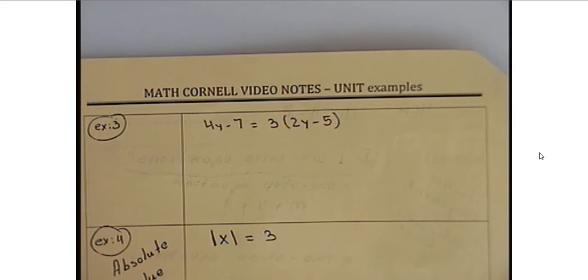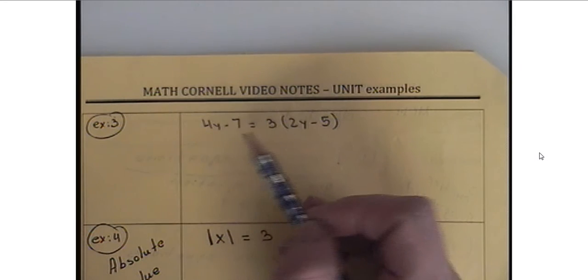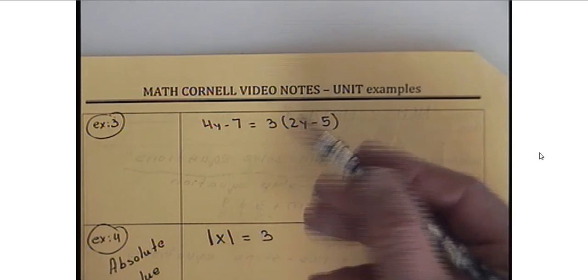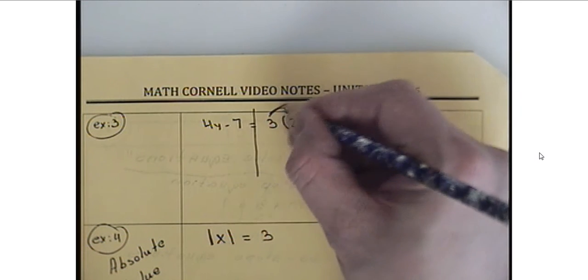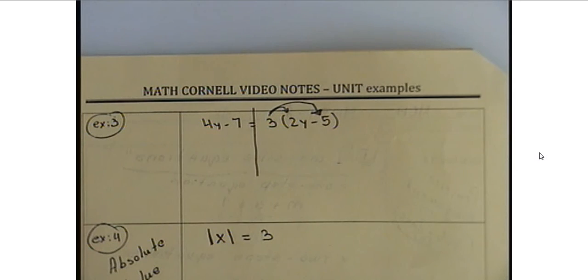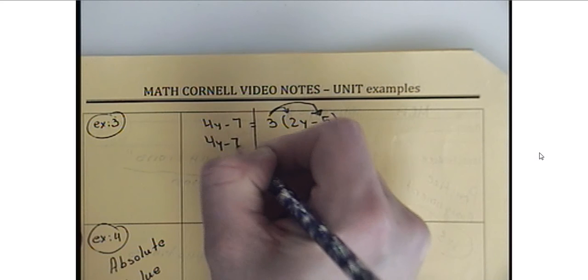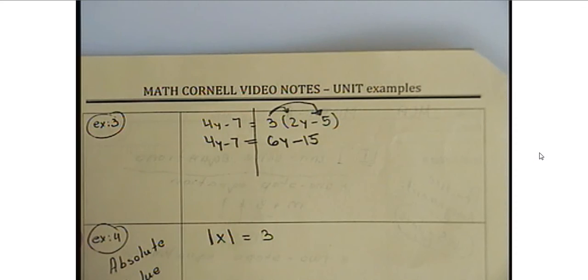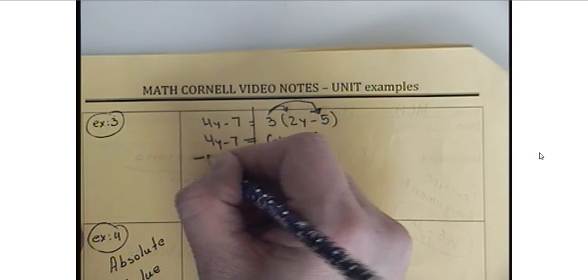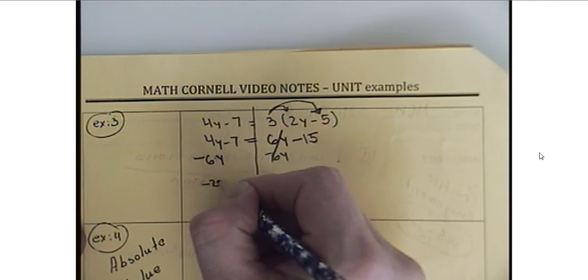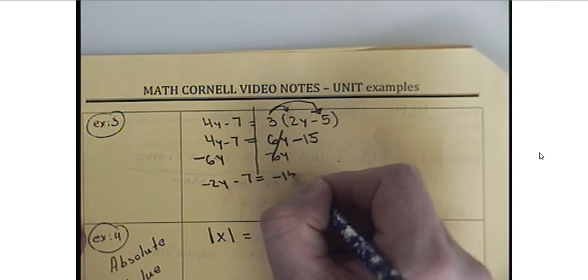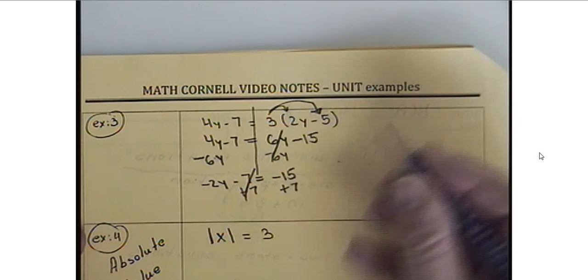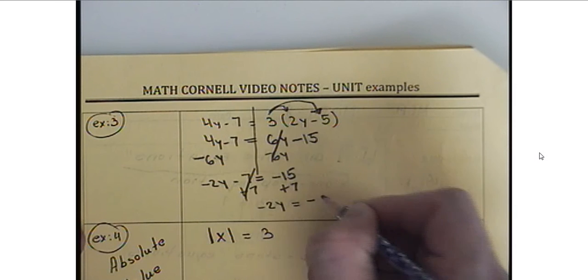So the next one that I want you to take a look at will be the example with the distributive property. So 4y minus 7 is equal to 3 times 2y minus 5. First thing, always, when you are given parentheses, make sure you cancel them by applying the distributive property. So 4y minus 7 is equal to 3 times 2 will be 6y, 3 times negative 5 is negative 15. Then again, combining those y's, so minus 6y, those two cancel, negative 2y minus 7 equals negative 15. Then I'm going to add 7 to each side, so negative 2y will be equal to negative 8.